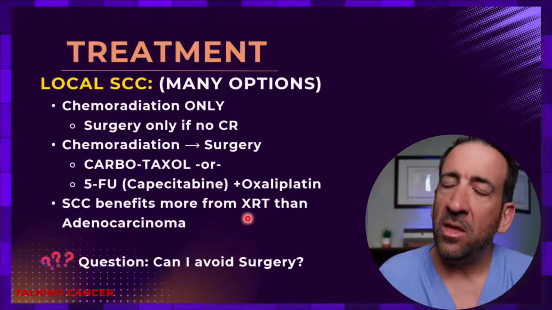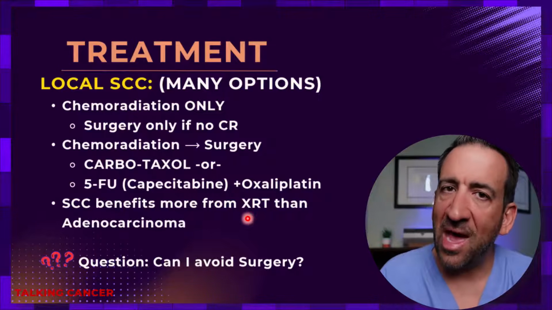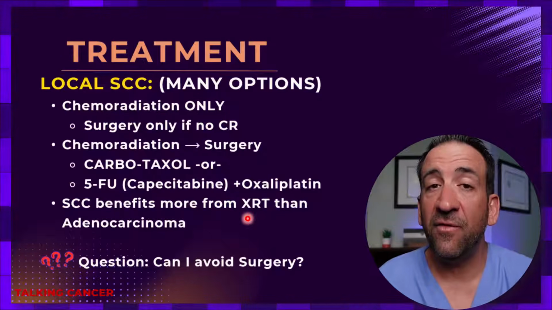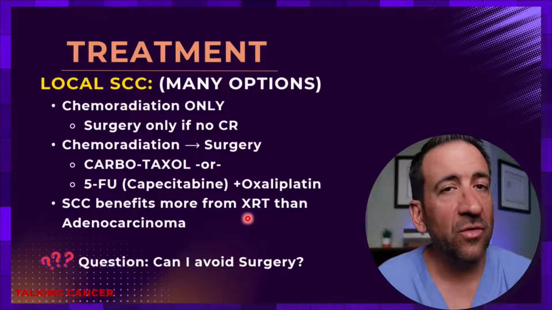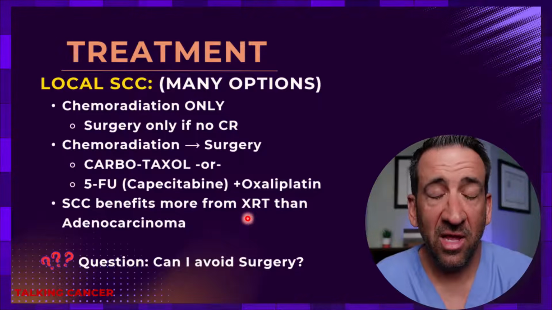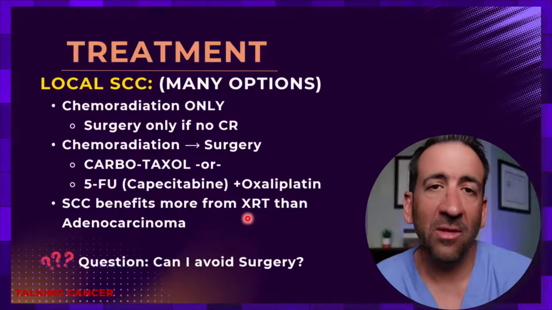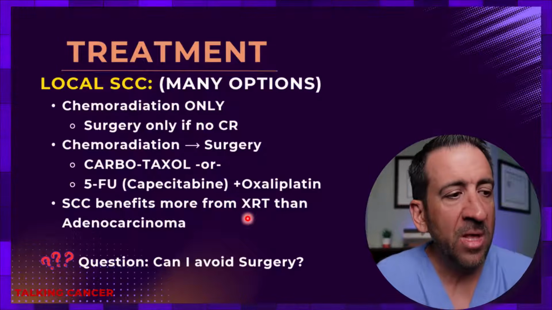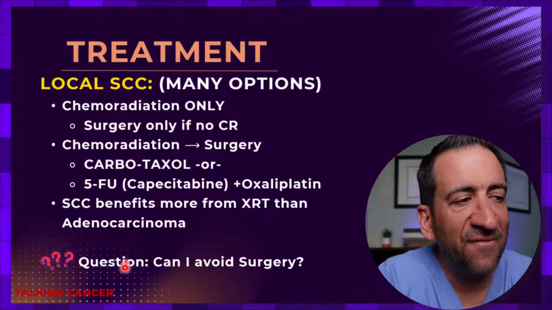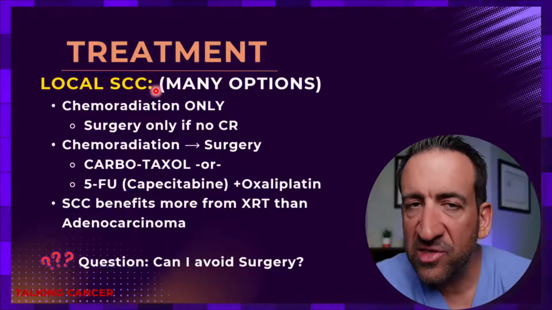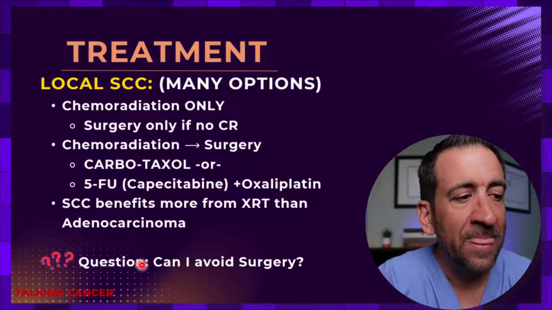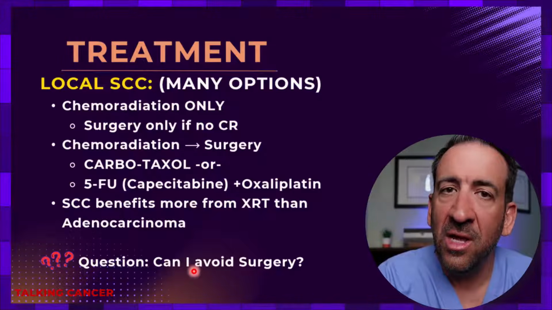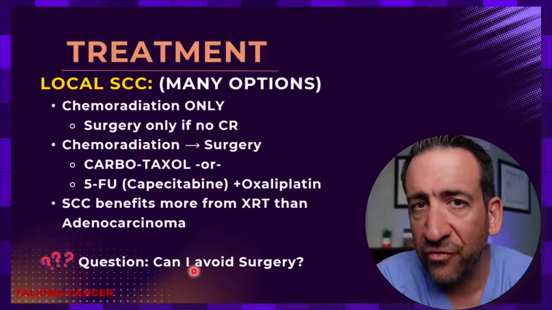But again, there are times we give radiation to adenocarcinoma, and there are times that we perform surgery for squamous cell carcinoma. Okay, so that's the discussion that you have to have with your doctor, and that's why at the beginning of the presentation I said it can get complicated. Okay, so a question I would have if I had local squamous cell carcinoma of the esophagus is, can I avoid surgery? Okay, because let's face it, nobody really wants major surgery.